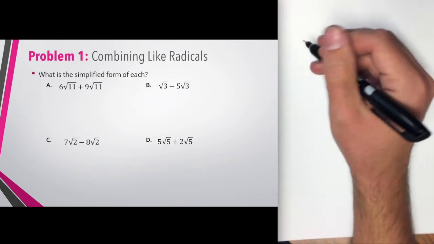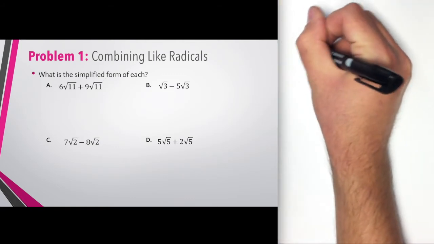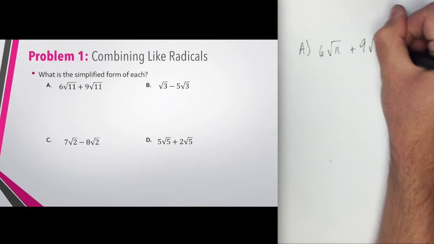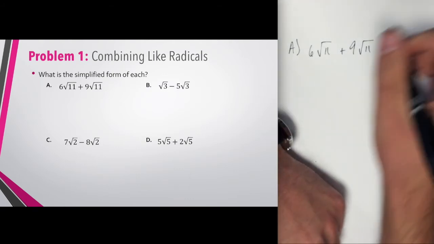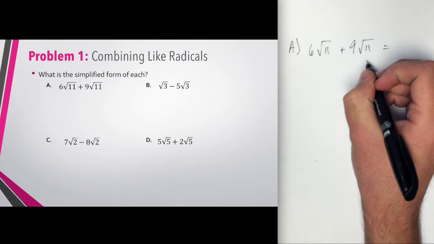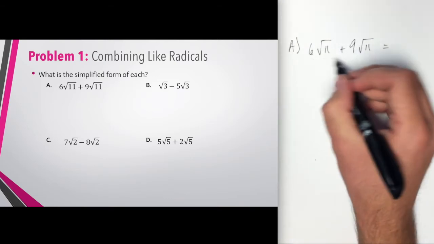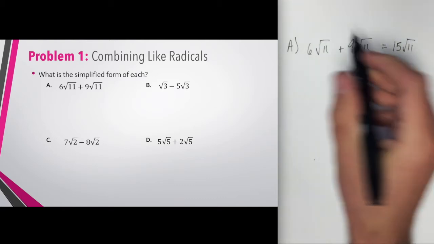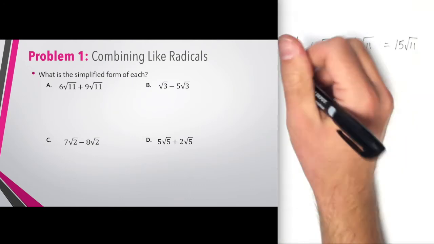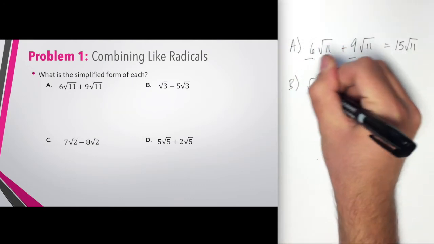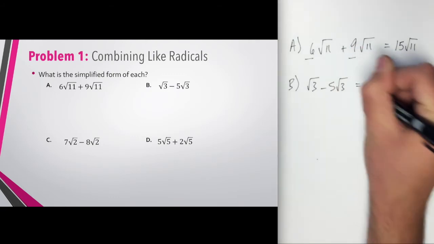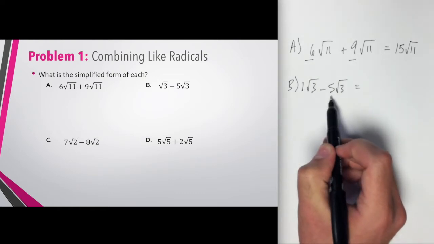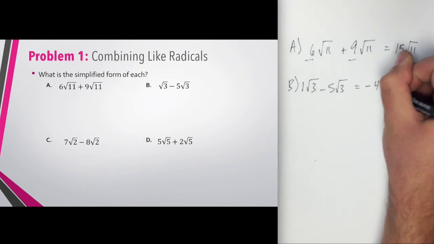Letter A says 6 square roots of 11 plus 9 square roots of 11. Again, they are like radicals because they both have the square root of 11. The radicands are the same. So 6 plus 9 would make 15 square roots of 11. Letter B, the square root of 3 minus 5 square roots of 3. Again, they're like radicals. With the implied 1 here, 1 minus 5 would make negative 4 square roots of 3.